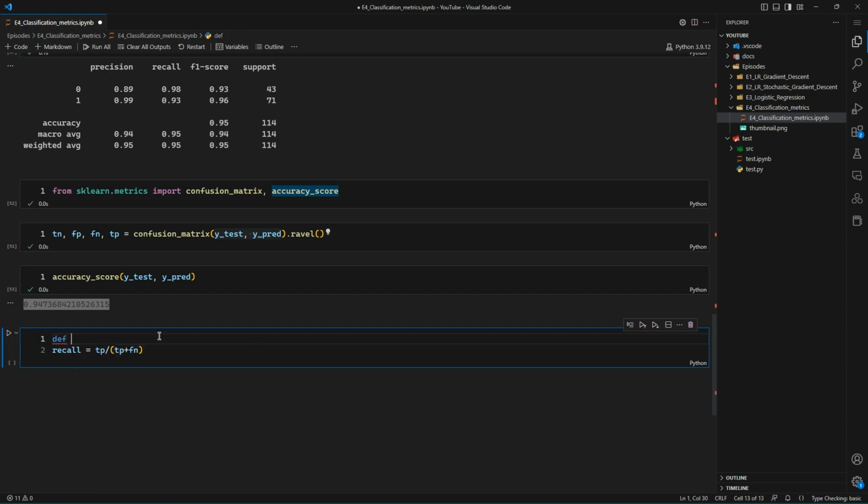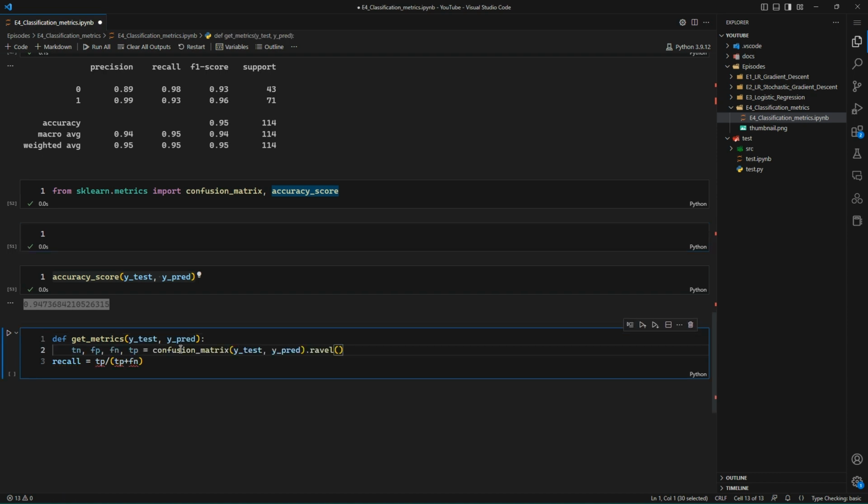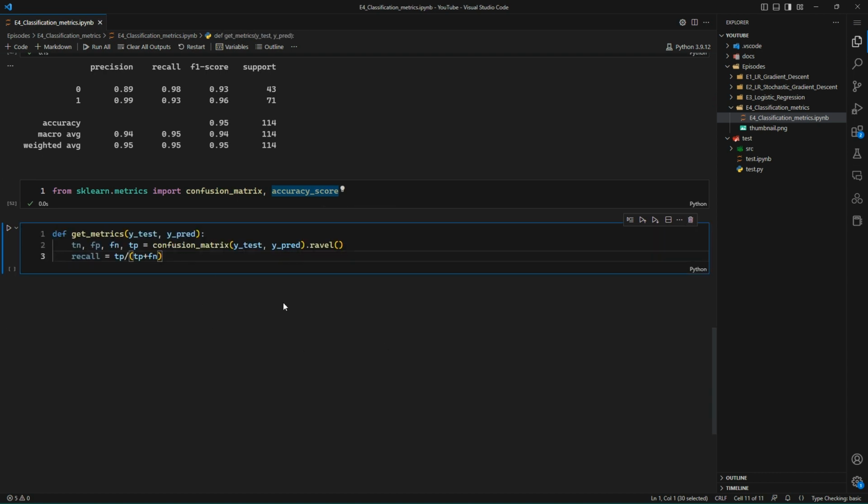Let me do one thing. Let me just create a function, get metrics, and I pass these values here itself: y_test, y_pred, and call this here inside this. So I got recall.